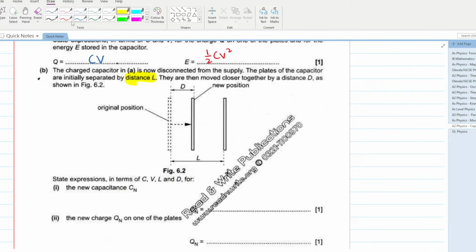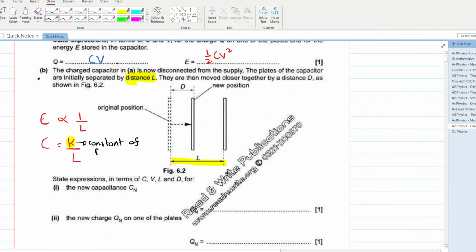Look son, initially what was the distance? L, and let's say initially the capacitance was C. At capacitance C, what was our distance initially? L. And we know that capacitance and the distance are inversely proportional. So what I can do here, I can remove the sign of inverse proportionality. This constant K has come. This K is the constant of proportionality, nothing else.